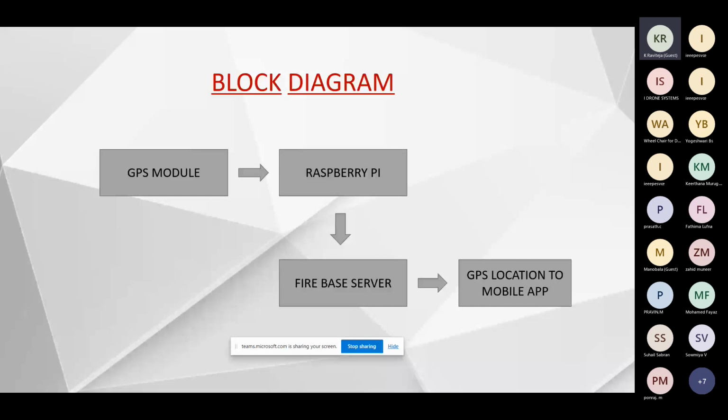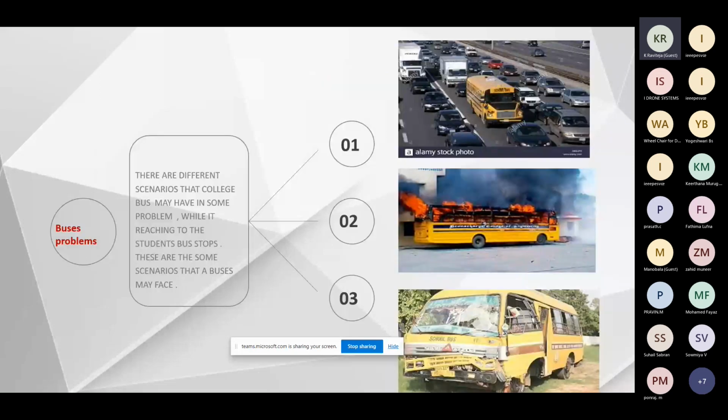And next, we actually know why the buses will be late, or why the students will be facing problems, like the arrival of the bus being late in the early mornings, or even if anything happens.